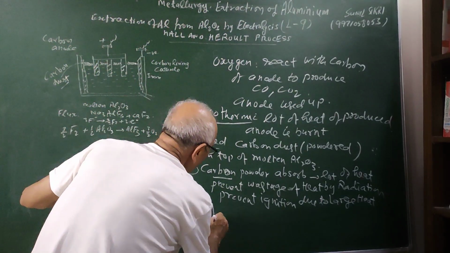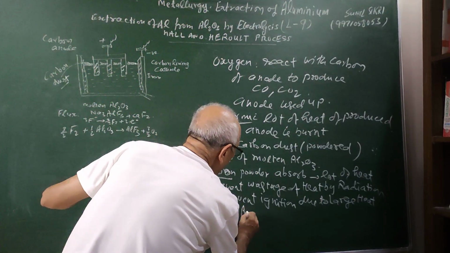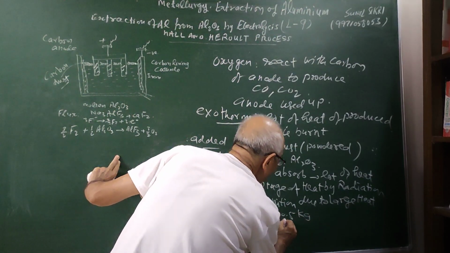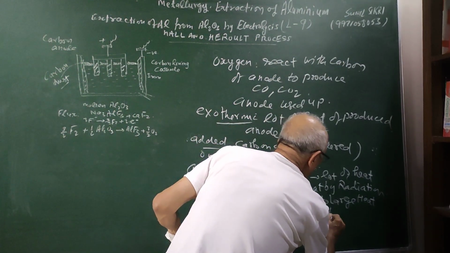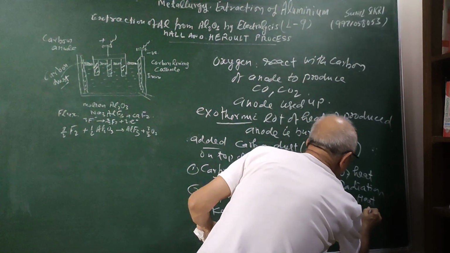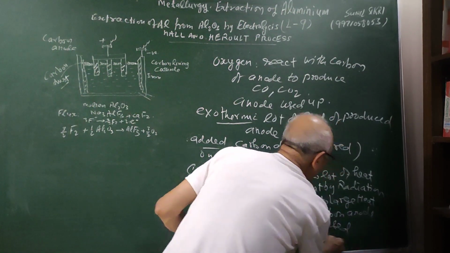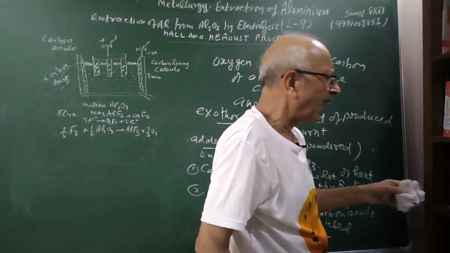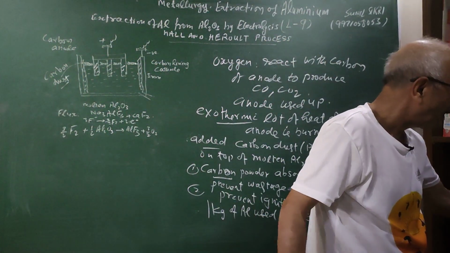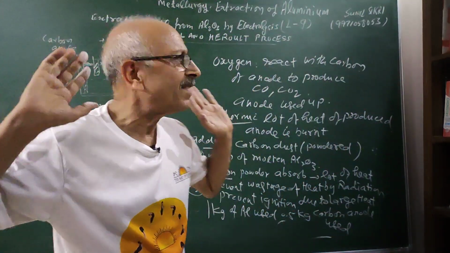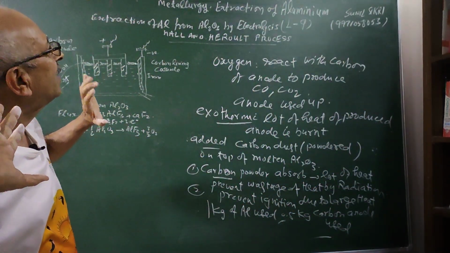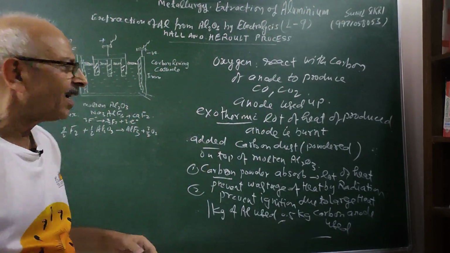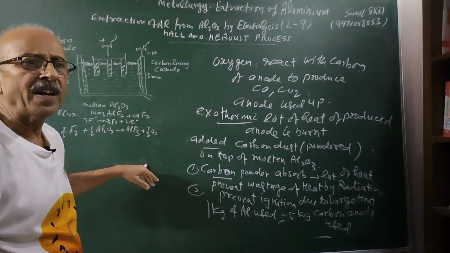And for every kg of aluminium produced, about 0.5 kg of carbon anode is used. So after the reaction is over, you will see that the anodes have been used up and we will have to replace the anode again. So okay students, this is how we get aluminium by the electrochemical process. In my next lecture, I will tell you about the refining of metals.